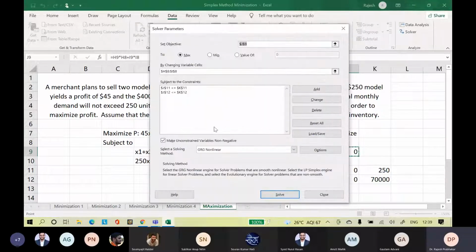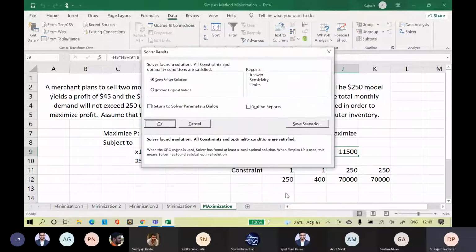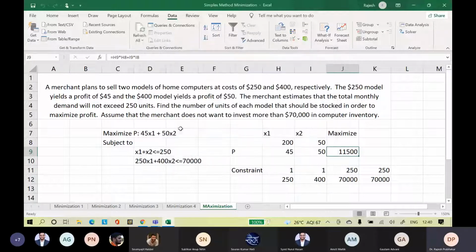So, okay. Yeah. So he should stock 200 of X1, 50 of X2. He should stock 200 of X1, 50 of X2 to maximize the profit to 11,500.